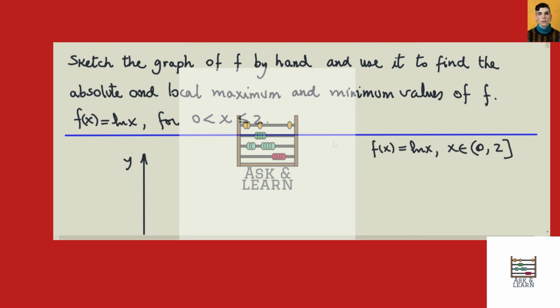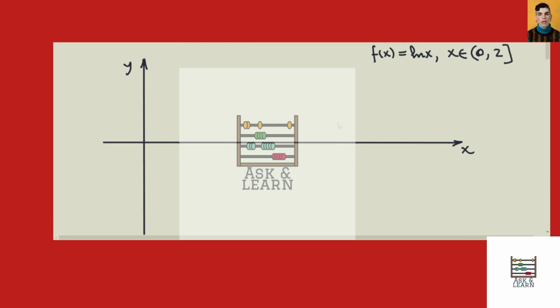We're going to sketch the graph of the function natural logarithm of x for x greater than 0 and less than or equal to 2. With that graph, we find the absolute and local maximum and minimum values of the function.